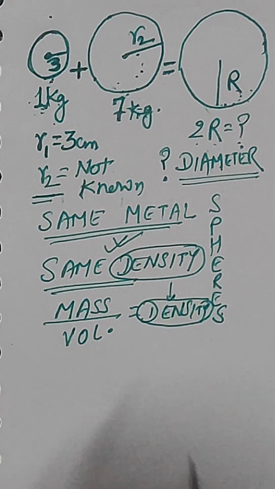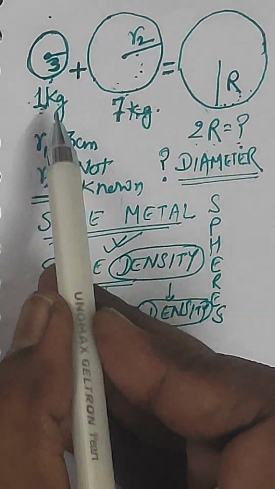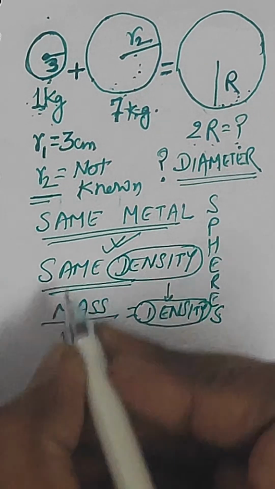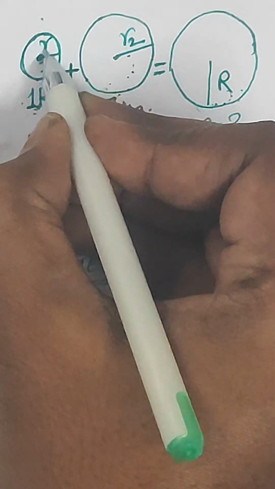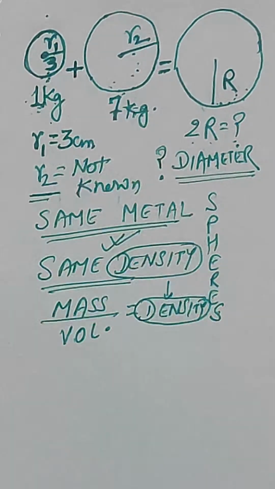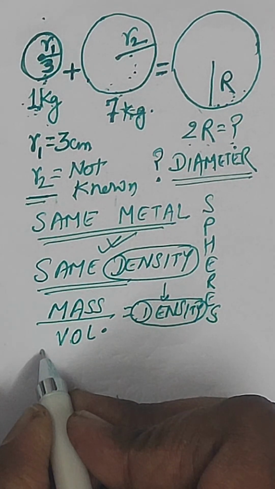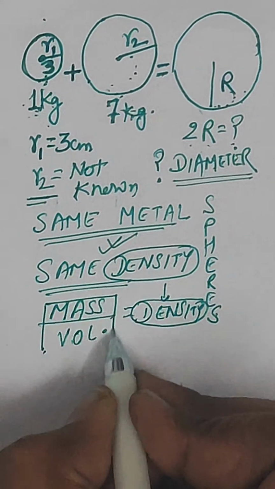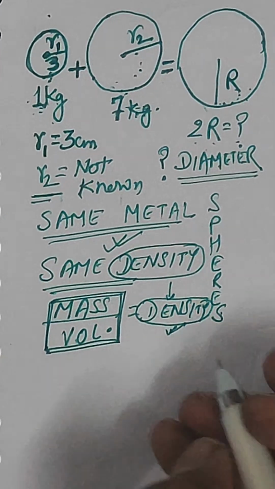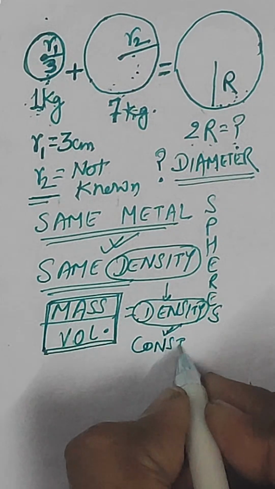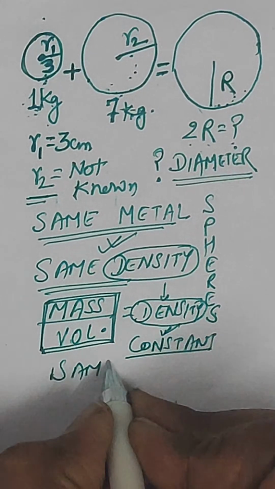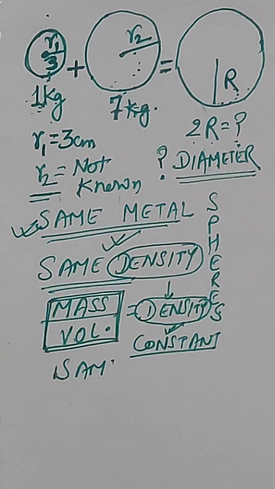Now students, in this case, from the first sphere calculate the density. R1 is known to you. The density of the smaller sphere will be the density of this bigger sphere, right? So we can just equate it, because this mass per unit volume is the density and density will be constant. Why constant? Because they are made up of the same metal.